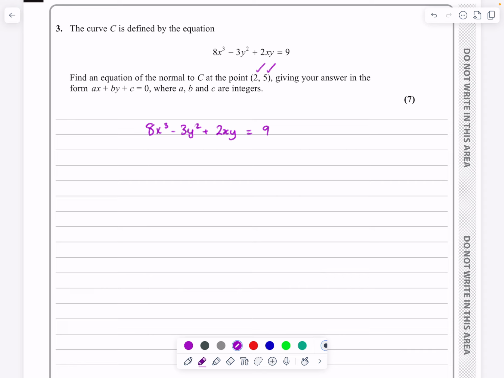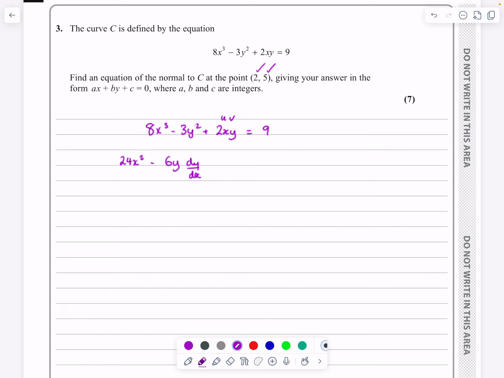When we are differentiating then, differentiating 8x cubed, that's not going to be any problem. Multiply by the power. Take one off the power. Same thing with 3y squared. That's going to give me 6y, but because it's a y function, we have dy by dx. And then this is the bit that might cause a little bit of a delay here. We've got 2xy, which is a product.